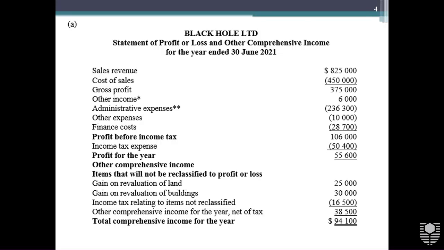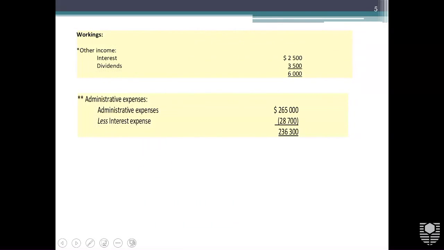Then we've got our admin expenses. So your admin expenses, they're 236,300, right? So on our handout there, we've got admin expenses there of 265, right? Remember we said we're going to have to take the interest out. So if you turn over the page, remember we had an interest expense there of 28,700. So if we take 265,000 minus your 28,700 gives you the 236,300, because according to AASB 101 we must show interest separately, right? We can't group it together.